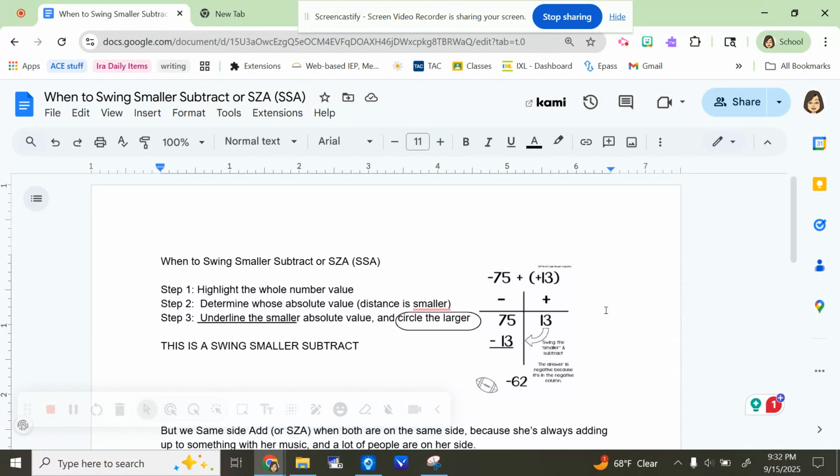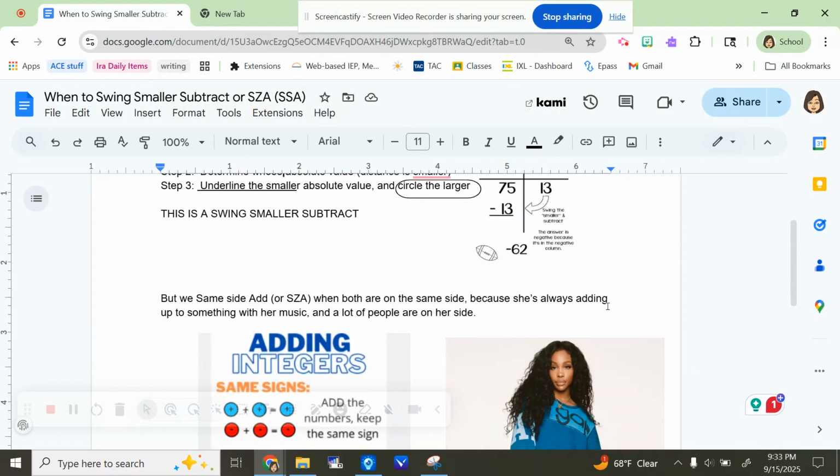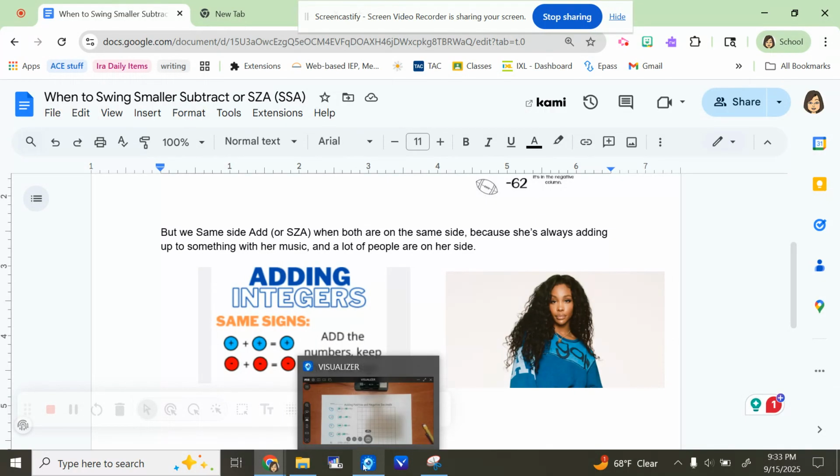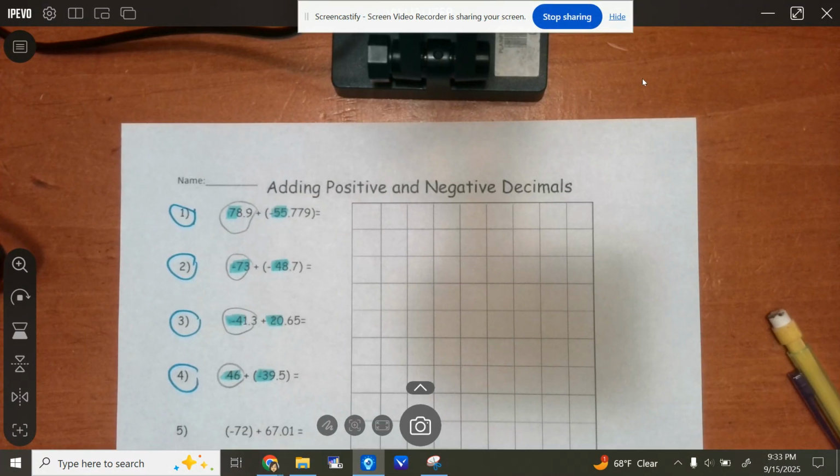Then I got to thinking about it. I needed something crafty for same side add, so SZA came to mind. If we turn the Z around, her Z turns into an S, so it's same side add. Because she's always adding up to something with her music, and a lot of people are on her side. So if you have the same signs, the same side, you're going to add them up. Now, let me take you through some examples so that I can make sense of my little visual for you.